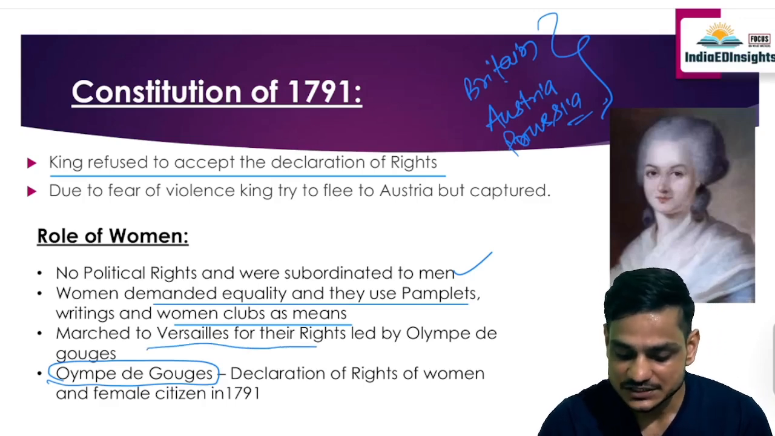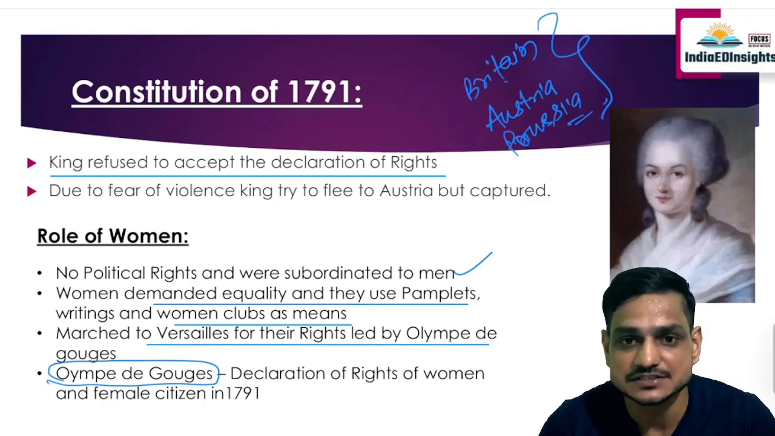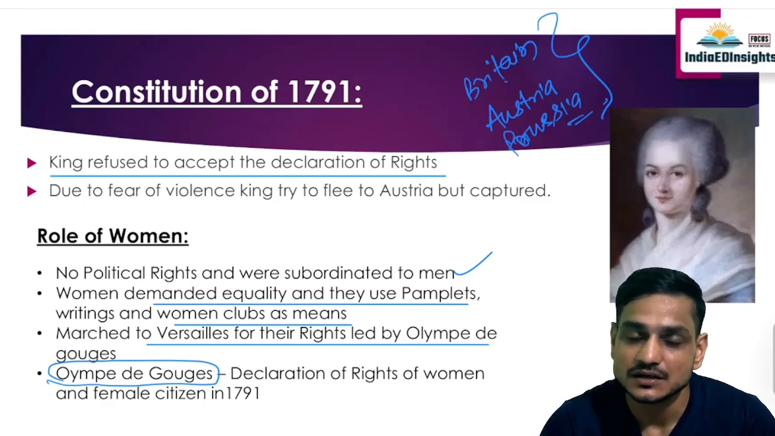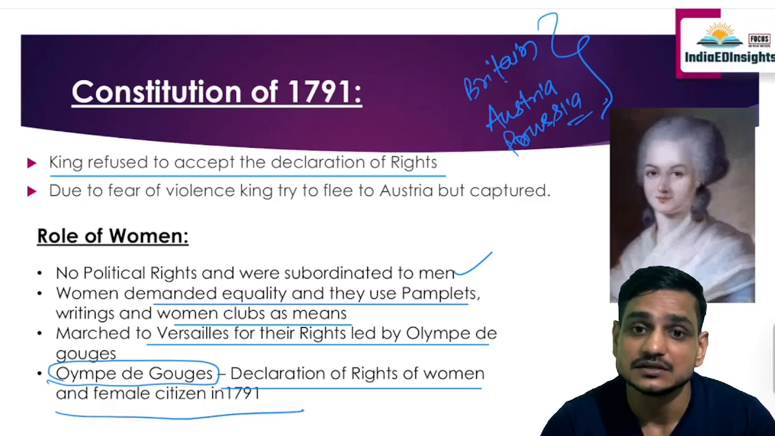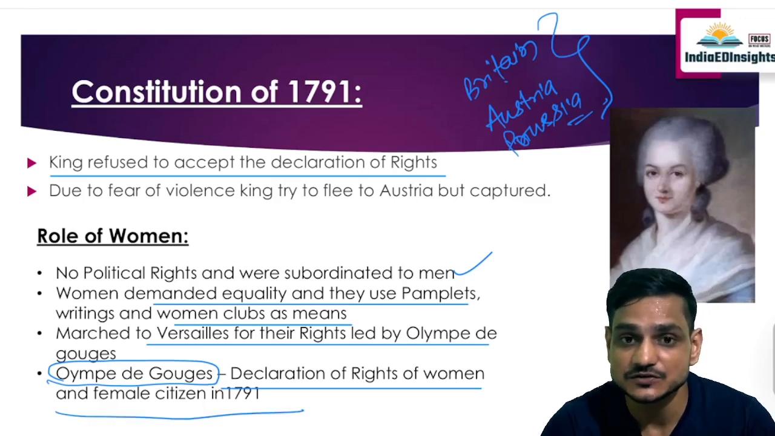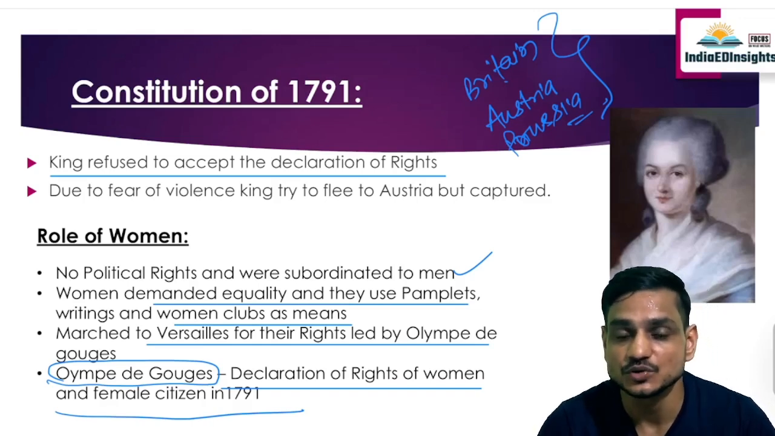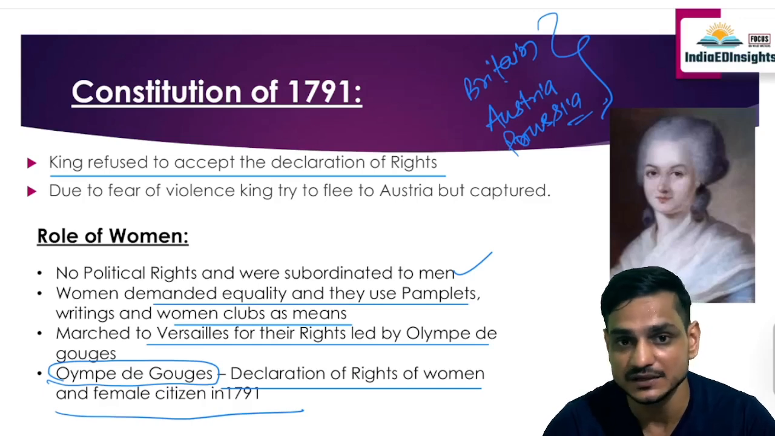Women marched to Versailles for their rights. Versailles is a city in France. For their rights, Olympe de Gouges led that march. She was the leader of that march. The National Assembly declared the Rights of Man and the Citizen. In the same way, Olympe de Gouges also proposed certain rights, and those rights were known as the Declaration of the Rights of Woman and the Female Citizen.